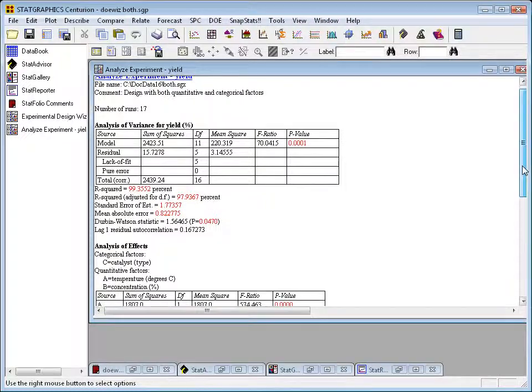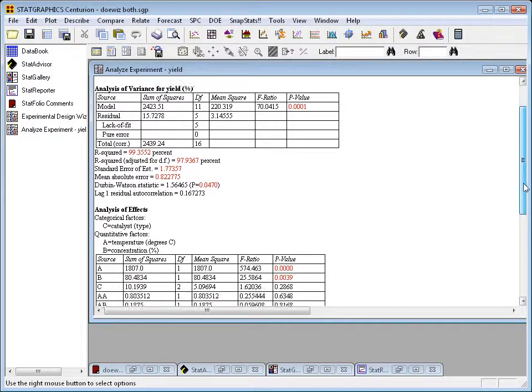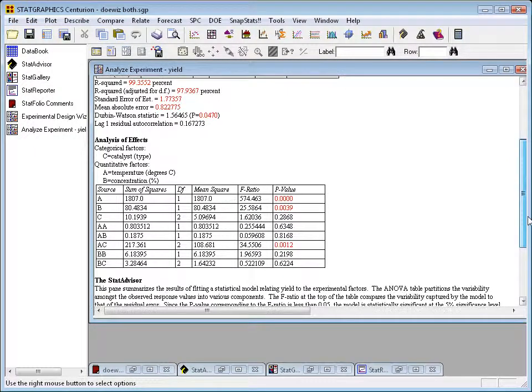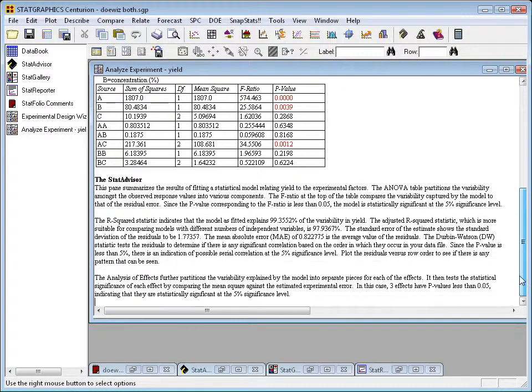For example, here's the result of analyzing an experiment where yield was thought to be a function of several different factors. You can see a standard analysis of variance table. You can see an analysis of the individual effects with their degrees of freedom. You can see R-squared statistics and p-values and so forth. Now, notice that certain results are in red. In the case of the p-values, the red results are p-values less than 0.05.